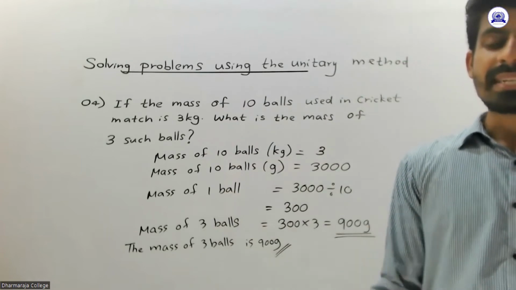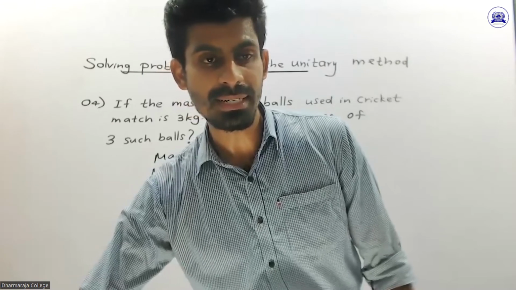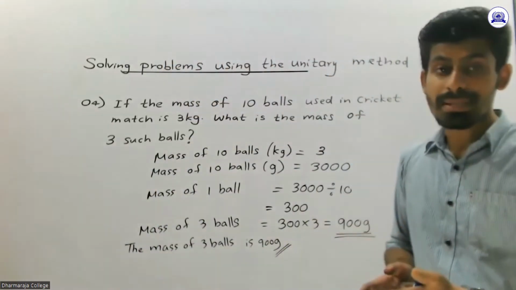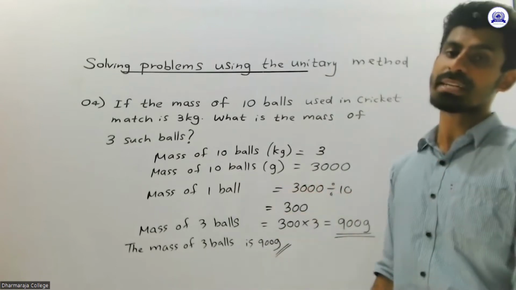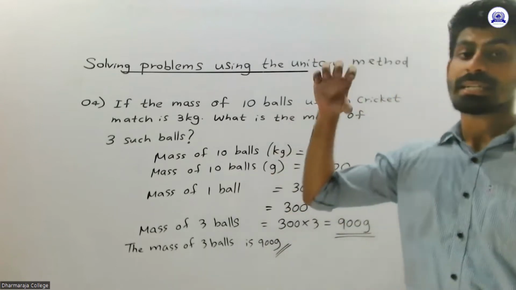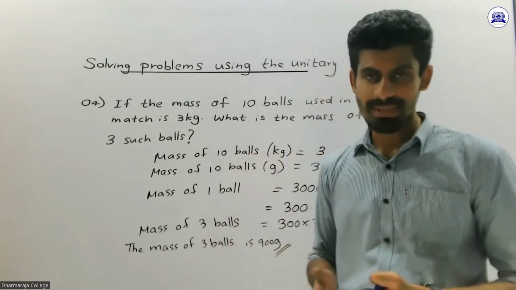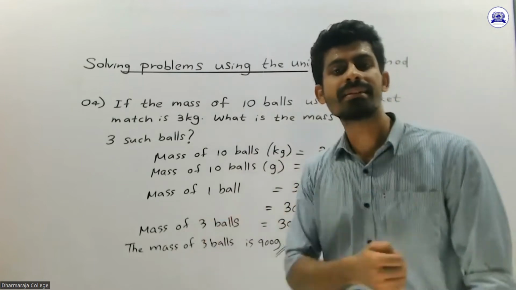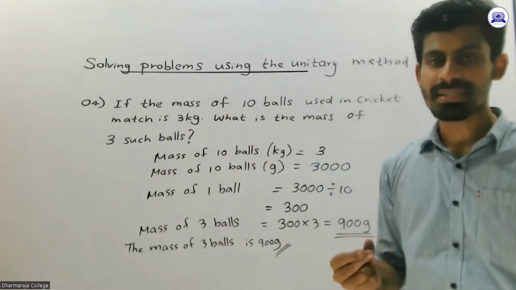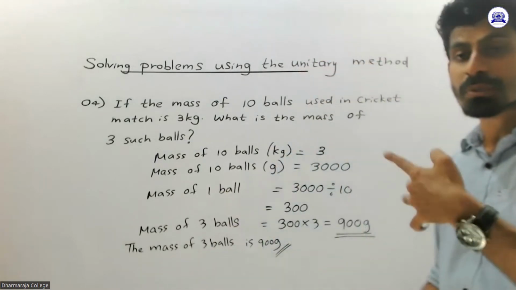Now, what is the next method? We need to learn a new method: solving problems related to direct proportions using the definition method, not the unitary method. That part is also very easy. No need to find the value for 1 unit. You can directly get the answers quickly. Let's move to that topic.